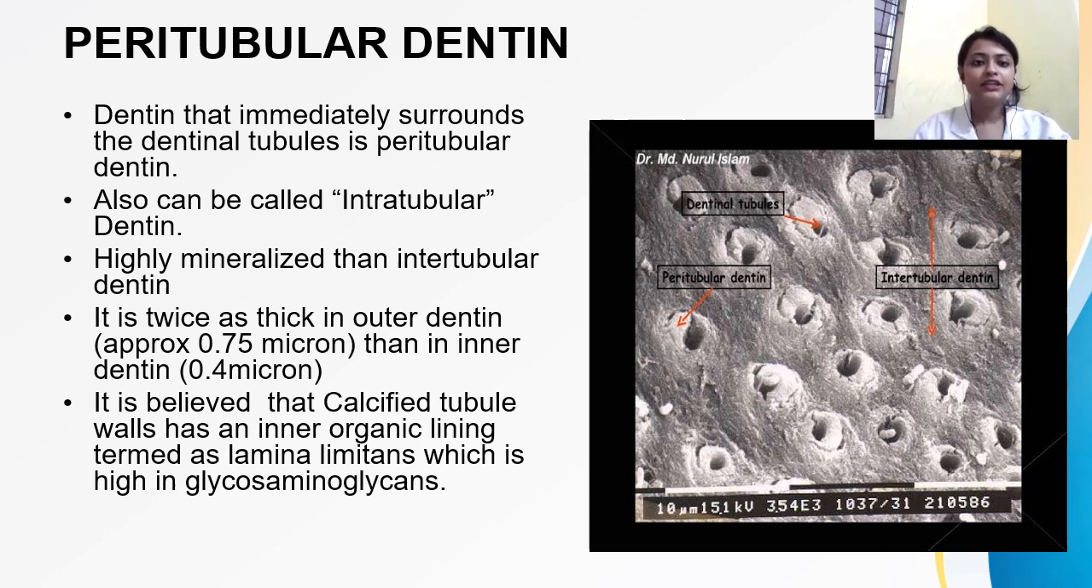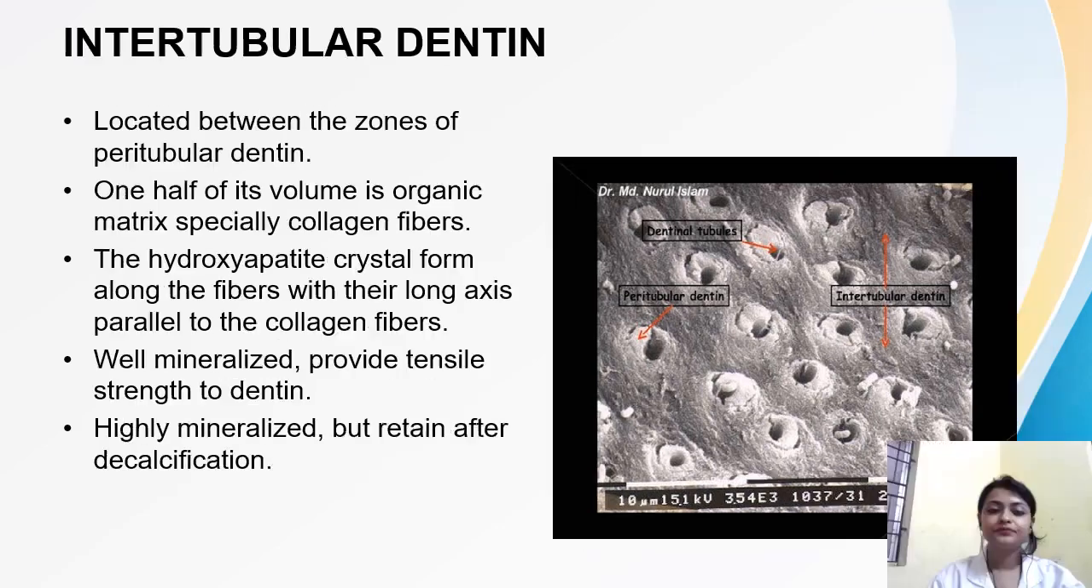It is more highly mineralized than intertubular dentin. It is twice as thick in outer dentin as in inner dentin. It is believed that calcified tubule walls have an inner organic lining termed the lamina limitans, which is high in glycosaminoglycans. So it has one organic lining which consists of glycosaminoglycans.